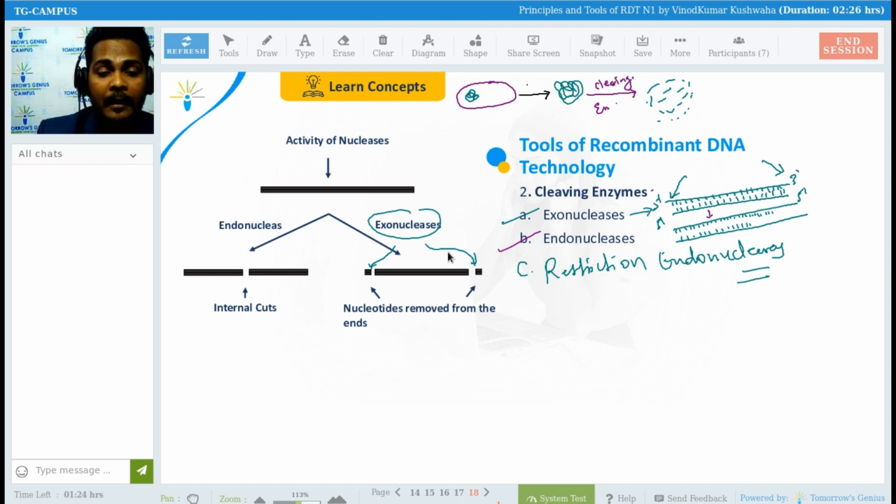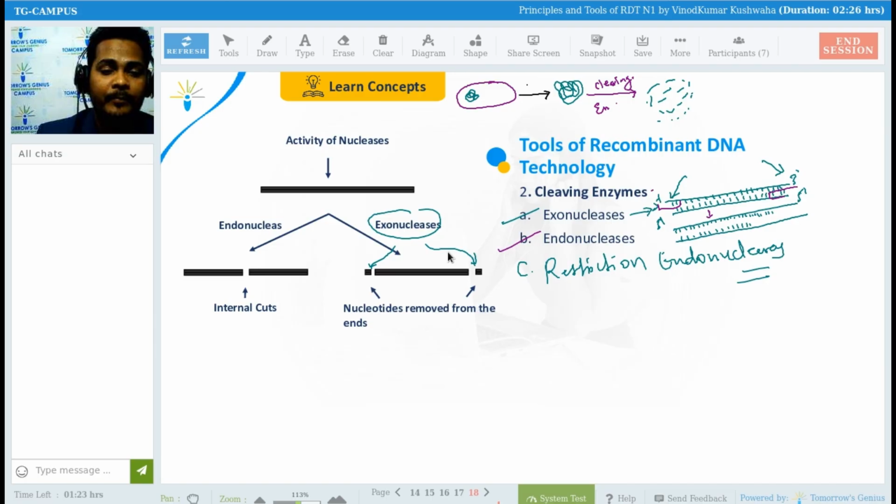Okay, and the third one, as I said. Sir, what do you mean by cleaving only one strand of the duplex? Okay, see, what I said is that in case of exonuclease, they remove nucleotides from the terminal end. Now, terminal end means what? Suppose here is this end. So exonuclease works on the terminal end. Terminal end of what? Terminal end of DNA in one strand of the duplex.